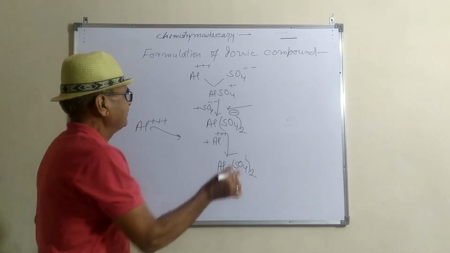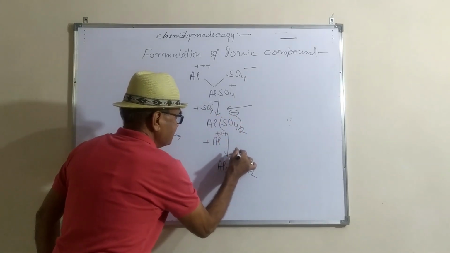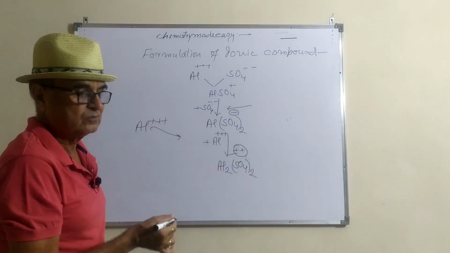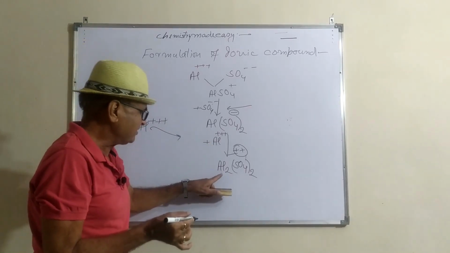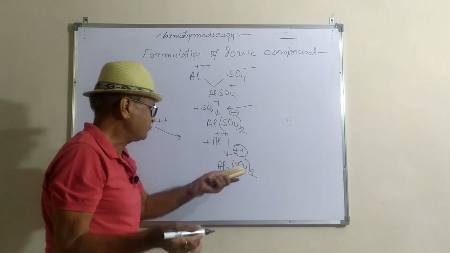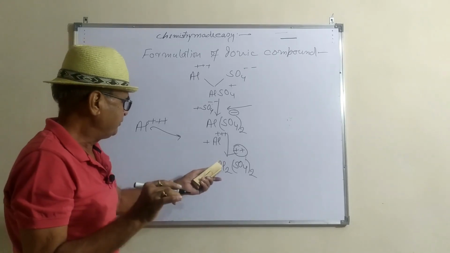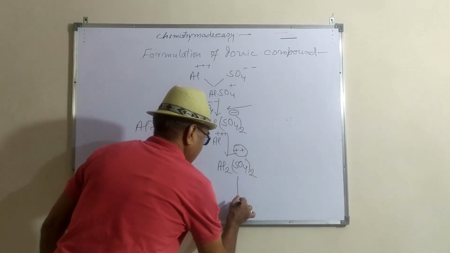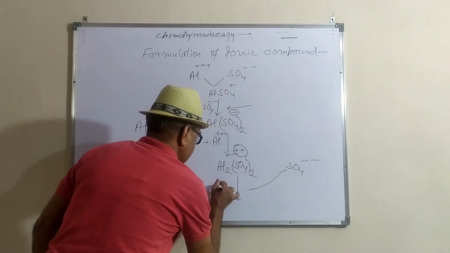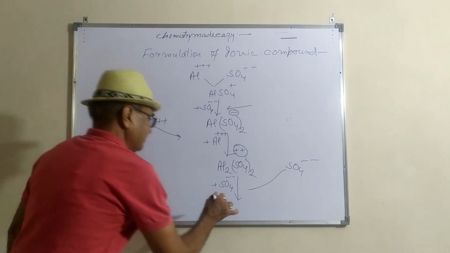The formula will be Al2(SO4)3. What about the charge? There is one negative and here are 3 positive, so this species will contain a double positive charge. You can say it's aluminium sulfate. It is a formula of aluminium sulfate, but it should be electrically neutral. Then again, one sulfate came to attract, and this is one sulfate, SO4 double negative.